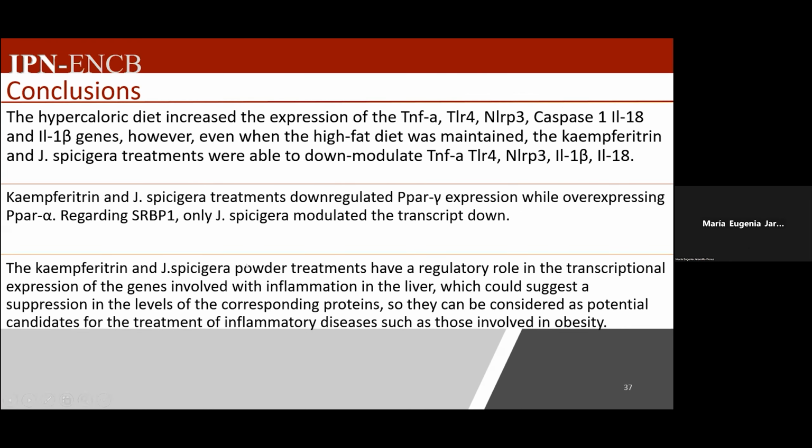Kaempferitrin and Justicia spicigera powder treatments have a regulatory role in the transcriptional expression of the genes involved with inflammation in the liver, which could suggest a suppression in the levels of the corresponding proteins. So they can be considered potential candidates for the treatment of inflammatory diseases, such as those involved in obesity.